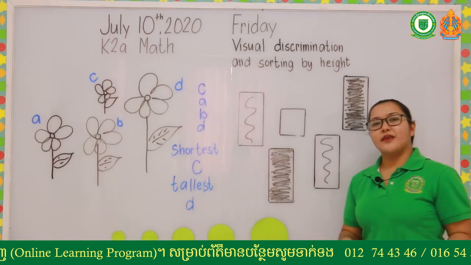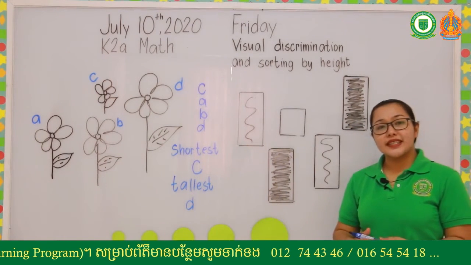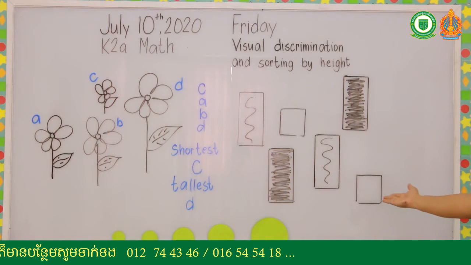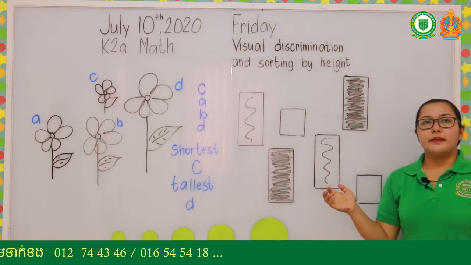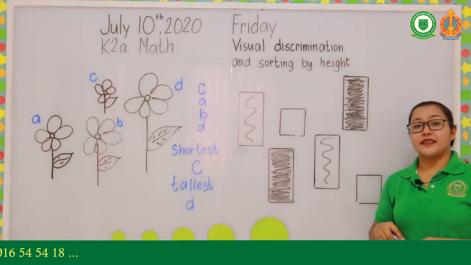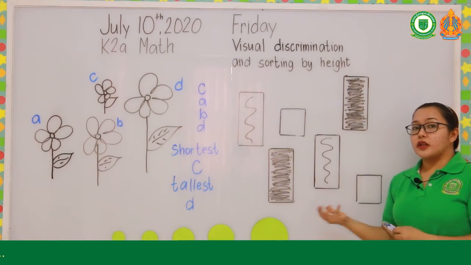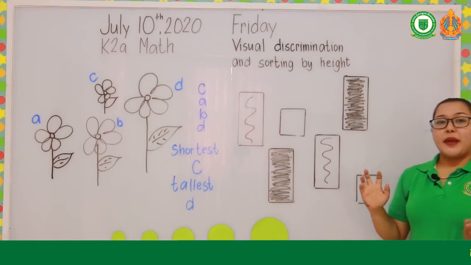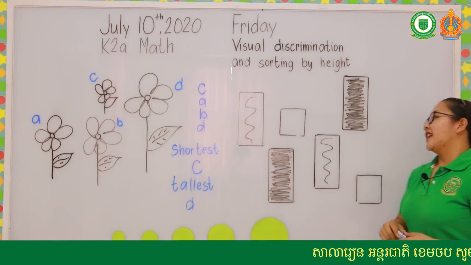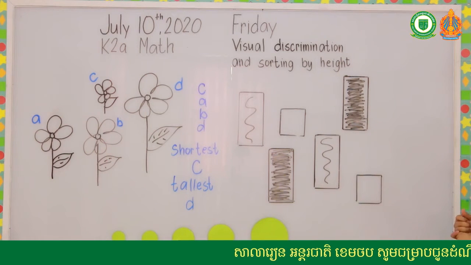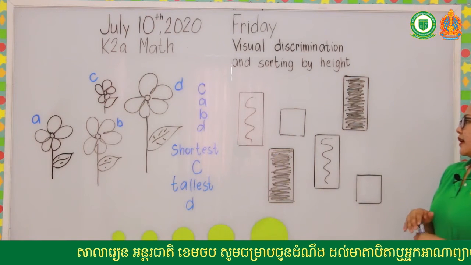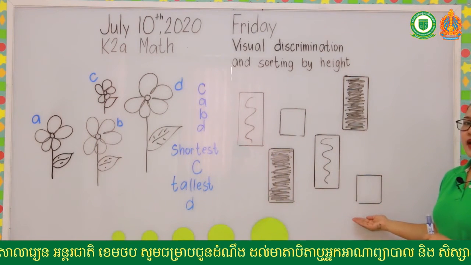Okay, I hope by now you understand what is shortest and tallest. Now let's move on to visual discrimination. Look at the picture. If you see it for the first time, oh, they're all different, right? But if you look closely, it's by pair, which means that each design has a partner. So let's find out which ones go together. Let's start with the easiest one.